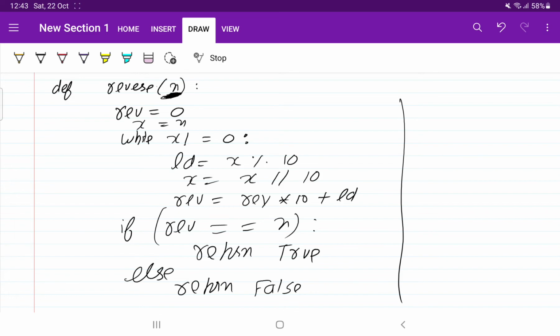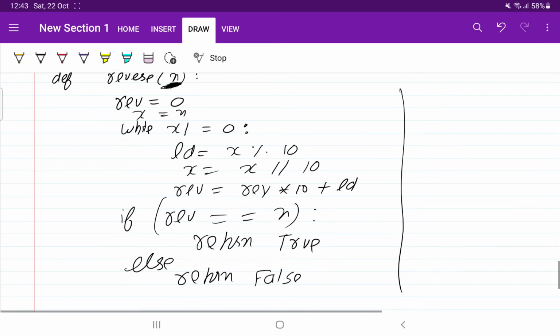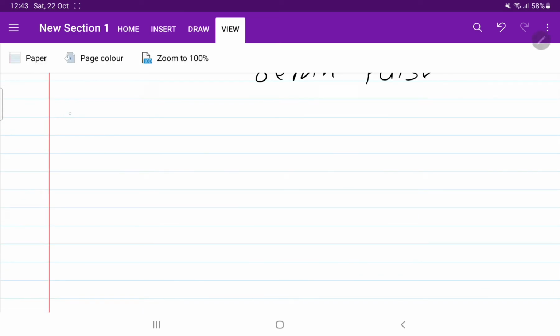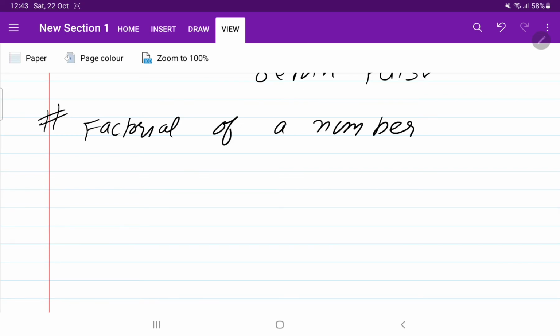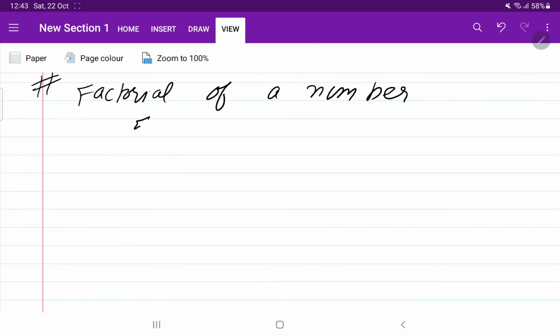We will take one more example, factorial of a number, then we will wrap up this video and session. Suppose you want to find the factorial of a number. So what is factorial? If I ask you 5 factorial, you will say that we need to multiply the numbers 1, 2, 3, 4 and 5, and then you get the value 120. This is the factorial.